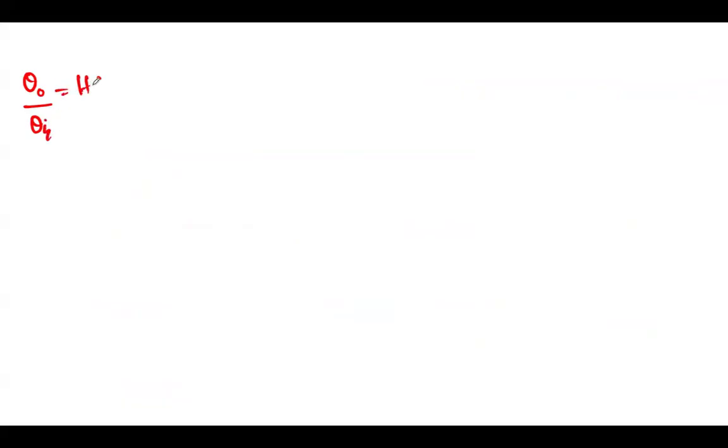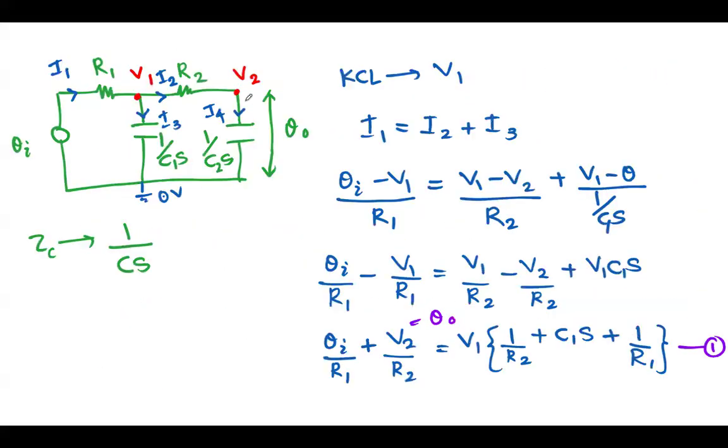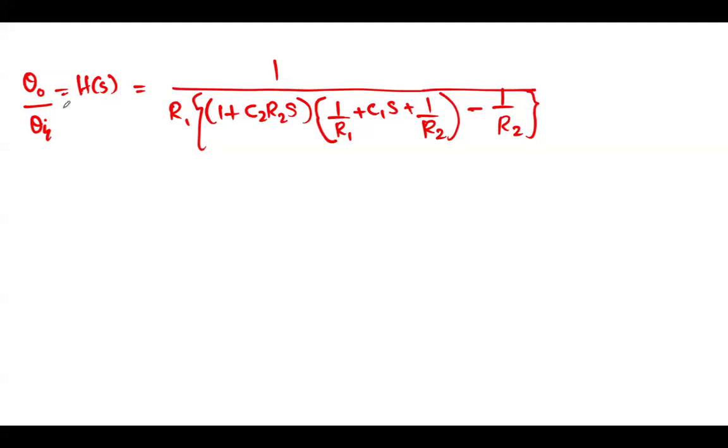It is equal to our transfer function, which is equal to 1 over R1 times 1 plus C2 R2 s times 1 over R1 plus C1s plus 1 over R2, minus 1 over R2. This is the transfer function of that simple electrical circuit. You can simplify this equation.